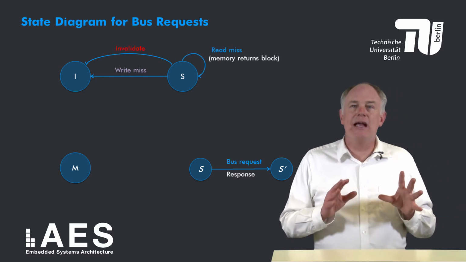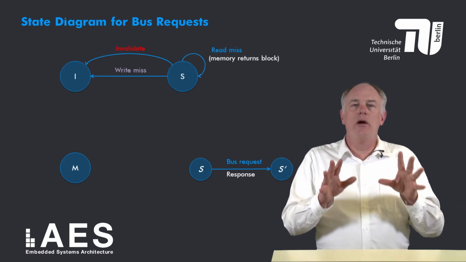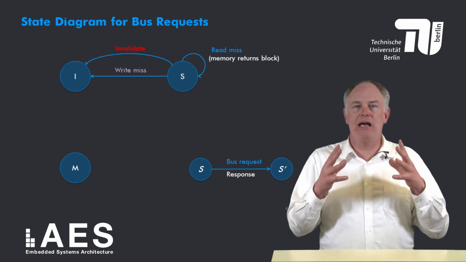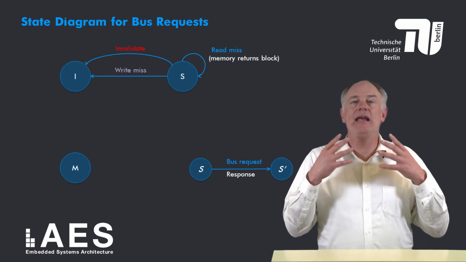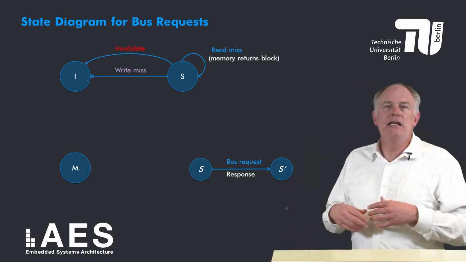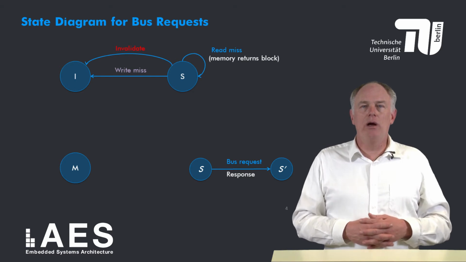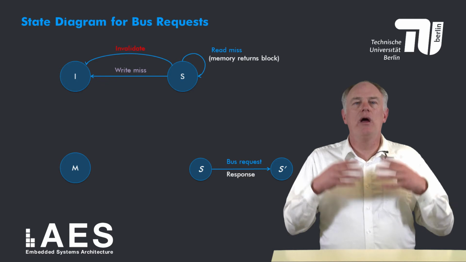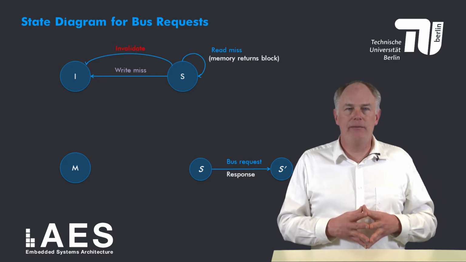Now consider the case where the cache controller monitors a read miss to a block that is in state shared in its cache. In this case, nothing needs to be done since the memory will return the block to the processor who wants to read it, and this copy of the block can stay in state shared.